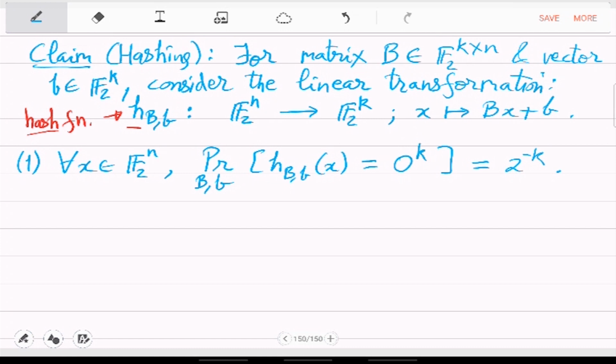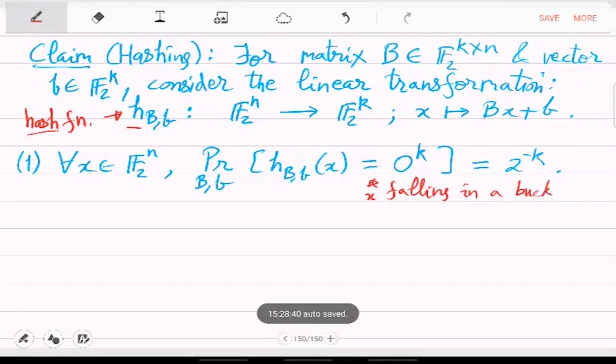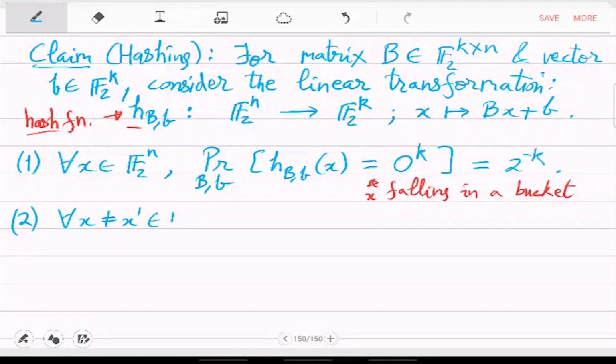So, think of this as falling in a bucket. So, x falling in a bucket, what is the probability of that? Then the second property is for different x, x prime. So, we will need this for probability estimation. Okay, so these are technical lemmas that we will need.